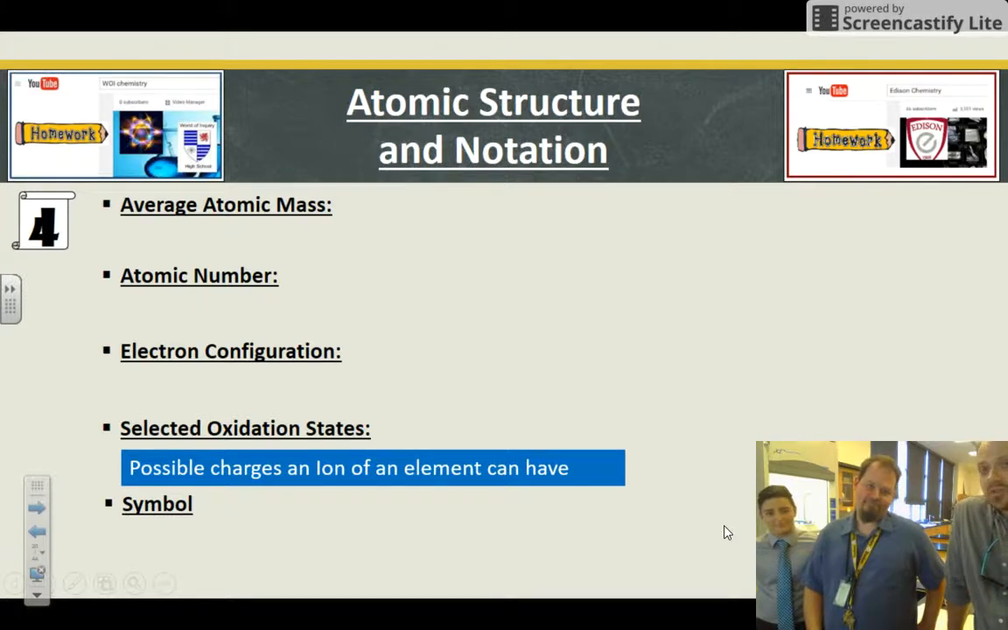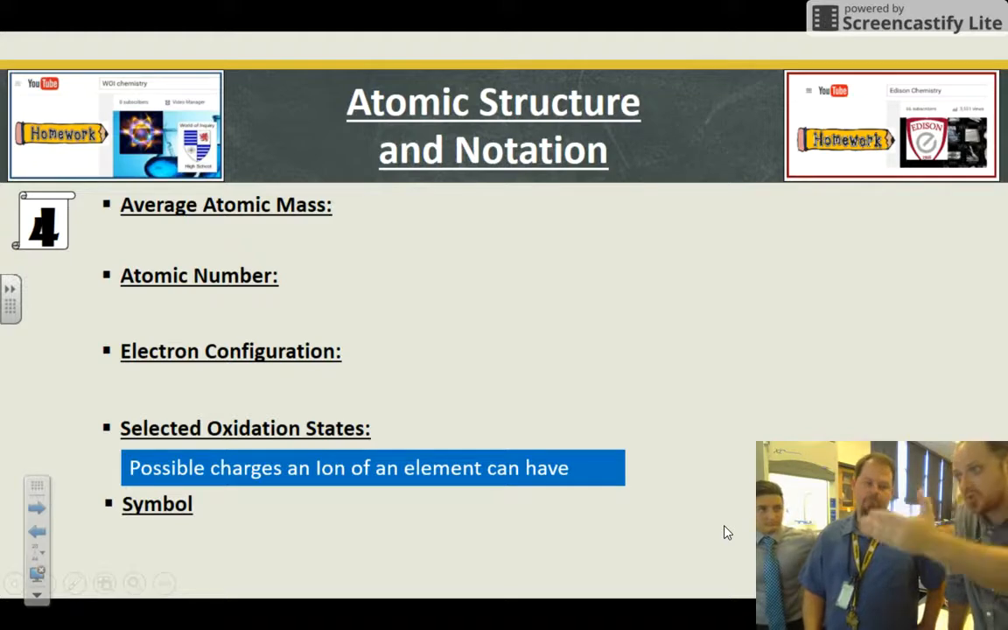The selected oxidation states are just the options that the atom has for losing or gaining electrons. It could gain 1 or 2 or 3 or 4, or maybe it loses 1 or 2 or 3 or 4. We list those in the top right corner for selected oxidation states.